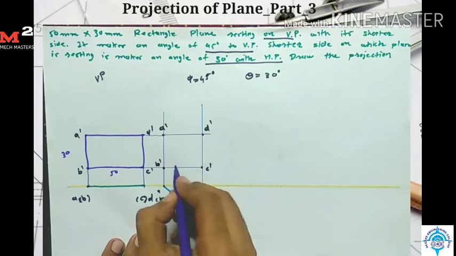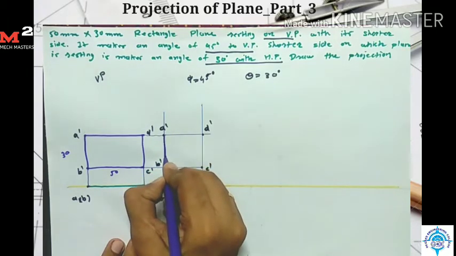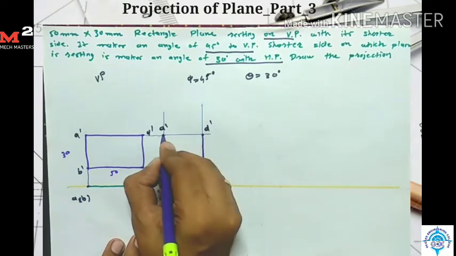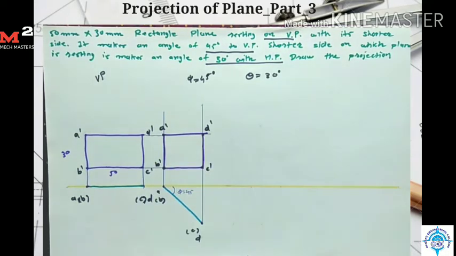After joining the points A dash, B dash, B dash, C dash, C dash, D dash and D dash, A dash, I complete my front view. In this way I complete the second stage. Now let's come to the third stage.